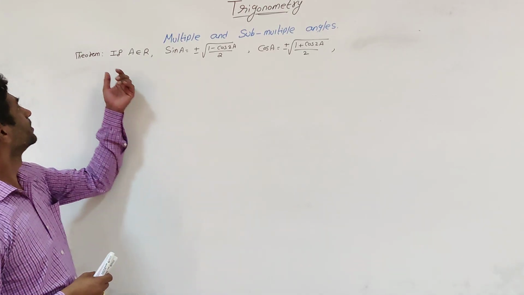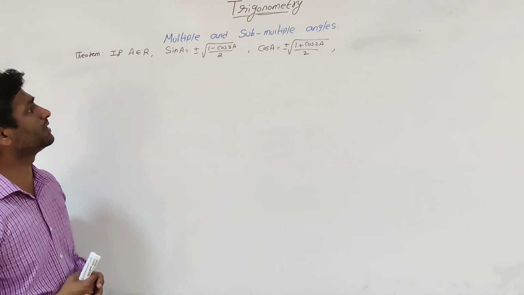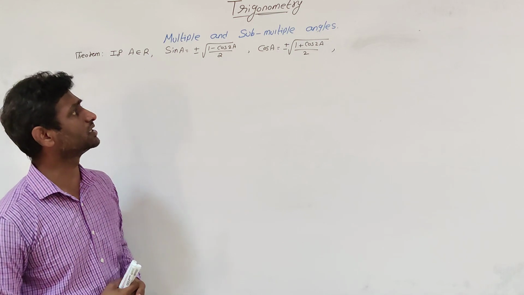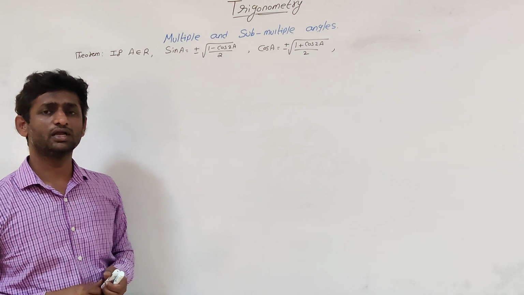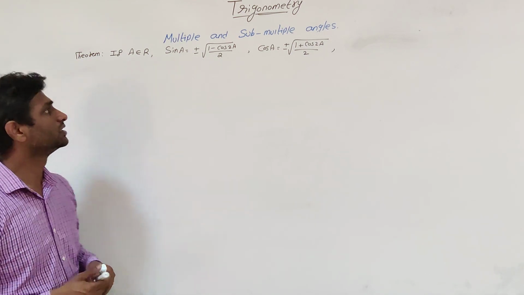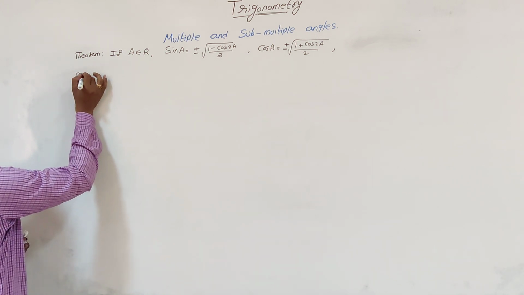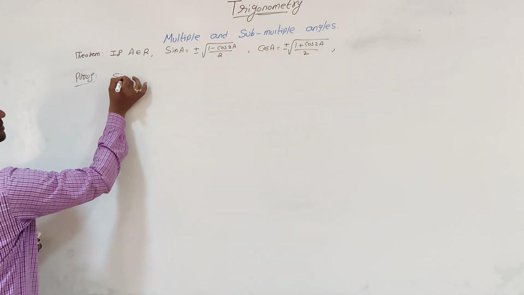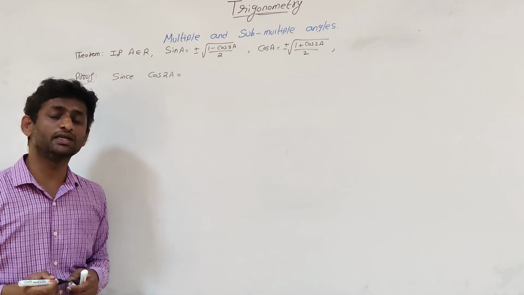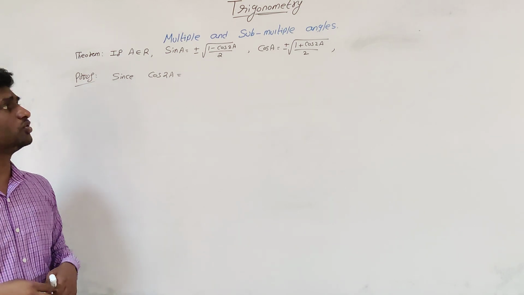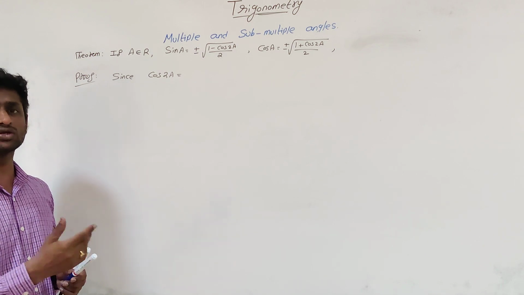That is, if a belongs to R, sin a is equal to plus or minus under root of 1 minus cos 2a by 2, and cos a is plus or minus under root of 1 plus cos 2a by 2. Since from the known double angle formulas, cos 2a is what? Either we can write 1 minus 2 sin square a or 2 cos square a minus 1.